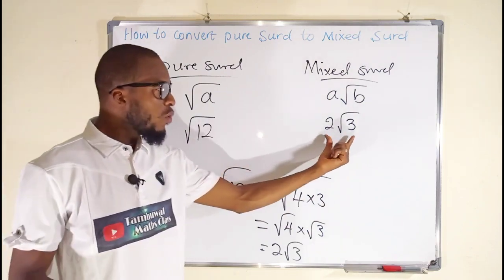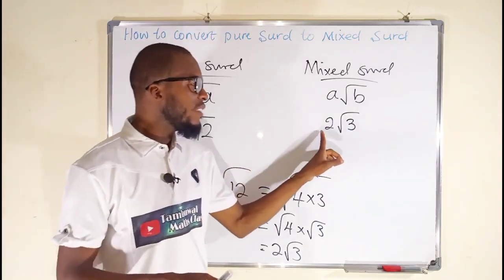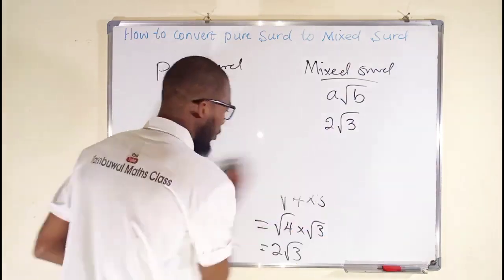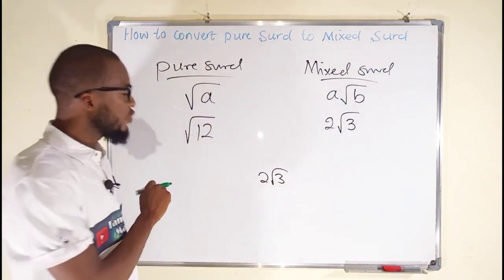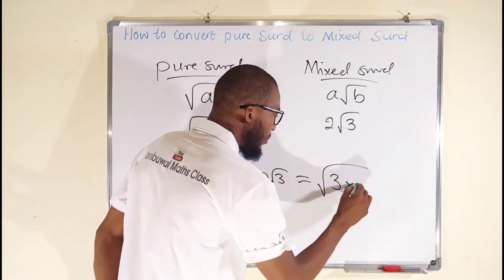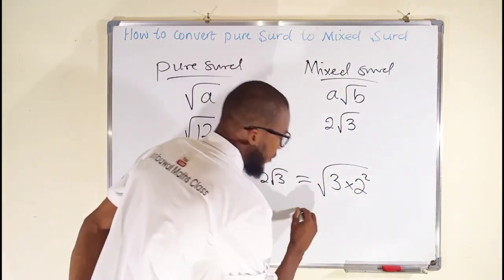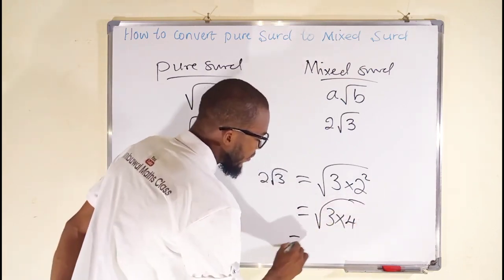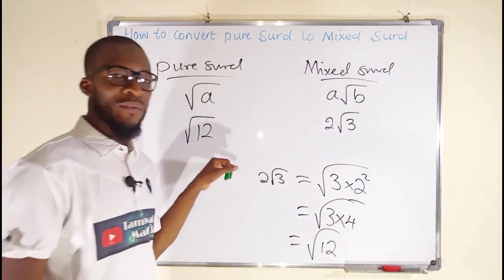So what if we want to convert this back to its pure surd? It is as simple as taking this 2 inside the radical sign, squaring it, and simplifying. 2 root 3, we want to convert it back into its pure surd. This is the same thing as saying this 3 multiplied by this 2 outside, but you have to square it. This is equal to root 3 multiplied by 4, because 2 power 2 is 4. And finally, this is equal to root 12. Back to its original form.